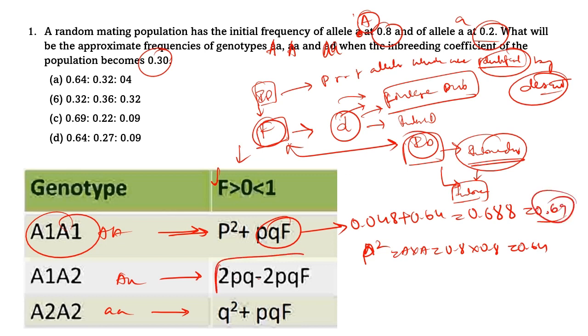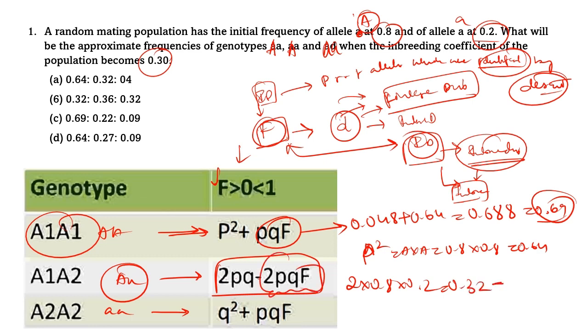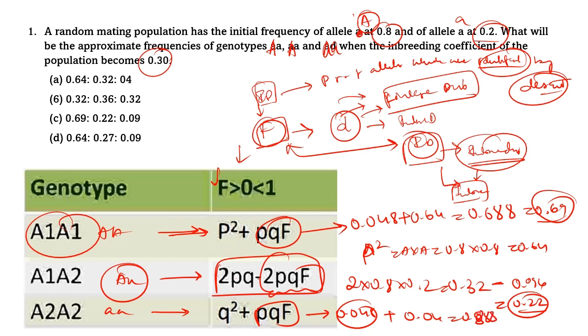Next, for the heterozygous one, 2PQ is 2 into 0.8 into 0.2, which is around 0.32, minus the value of 2PQF, which is 0.096, and that gives us 0.22. Lastly, for small a small a, PQF is again 0.048 plus Q square, which is 0.04. So this will be 0.088, which we can approximate to 0.09. So the correct answer will be the third option.